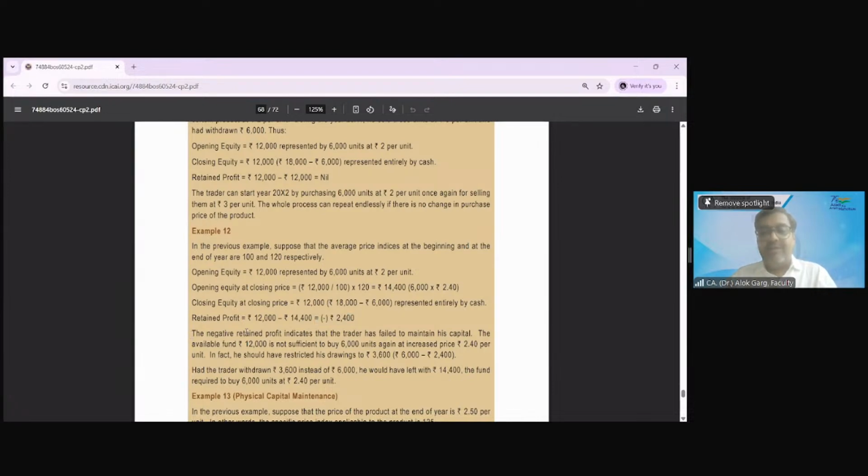The negative retained profit indicates that the trader has failed to maintain his capital. The available fund of 12,000 is not sufficient to buy 6,000 units again at increased prices. In fact, he should have restricted his drawings to 3,600. He should not have withdrawn the entire 6,000. He should have restricted the drawing to 3,600 so that he is able to maintain his business.